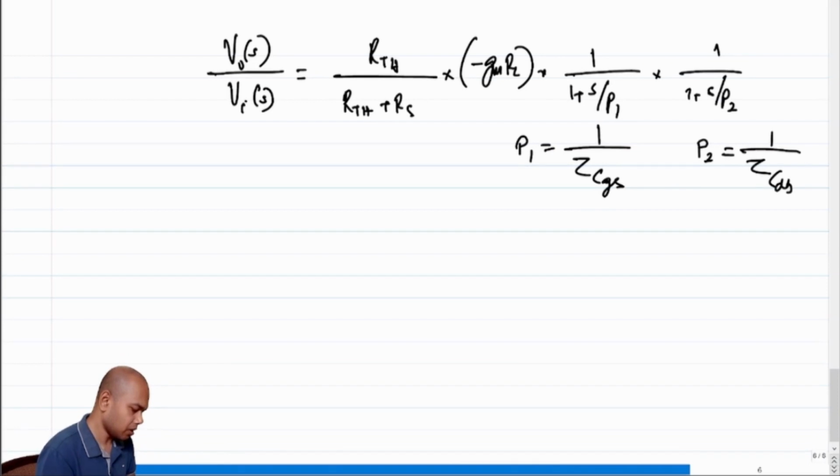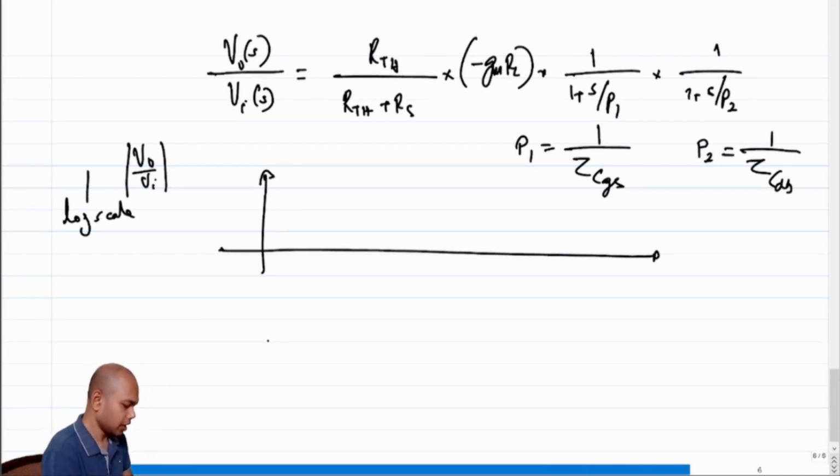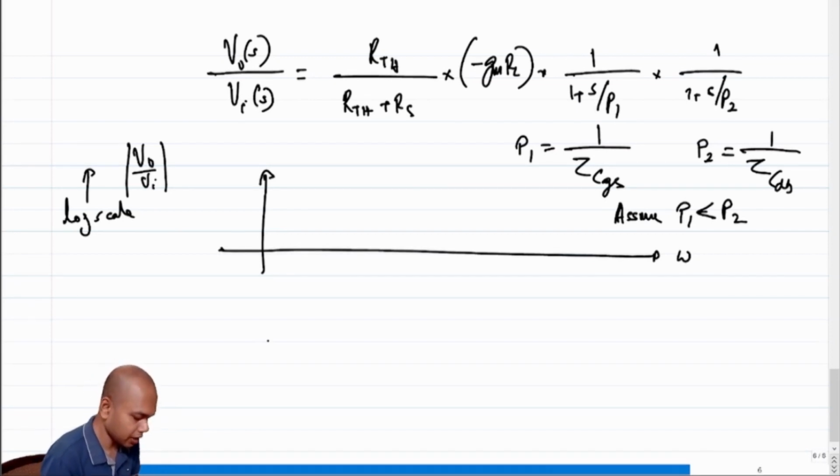Okay, so now can we sketch the Bode plot? If I have to sketch the Bode plot, what should it look like? Let's say I sketch mod of V0 over Vi in log scale, that is 20 log. I'll drop writing log scale every time; we'll assume that this side is log scale. If that is the case, then what is the gain at very low frequency? Let's further assume that P1 is less than P2. There is no guarantee that P1 has to be less than P2, but it helps us in marking of the points. So let's say this is P1 and this is P2, right?